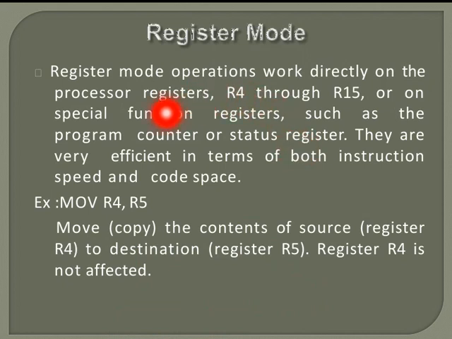First is register mode. Now this is a move instruction, MOV R4, R5. What happens here is R4 is your source and R5 is your destination. Whatever the contents of the source register R4 are, they are directly moved to your destination, that is R5. If R4 has some value, say 50H, that 50H will be moved to R5 and R4 will not be affected. This is how a register mode operation is done. You are moving the contents of your source register to your destination register.